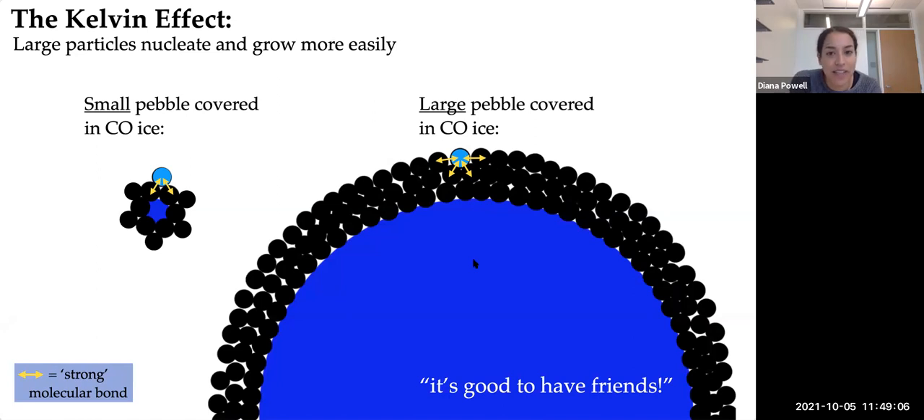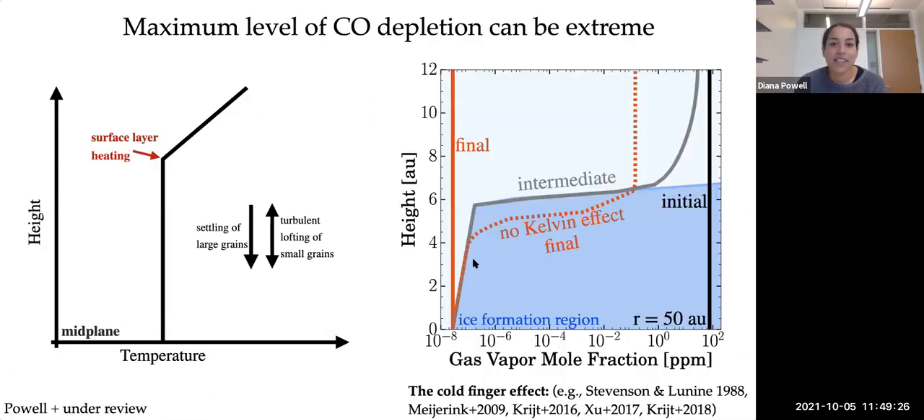I like to think about this effect in terms of geometry, where an ice molecule on the surface of a small grain will not be able to molecularly bond to as many neighbors as it would on a large particle. And thus, in short, the Kelvin effect causes large particles to nucleate and grow more easily. The particle sizes are important here because they regulate the level of depletion of gaseous CO.